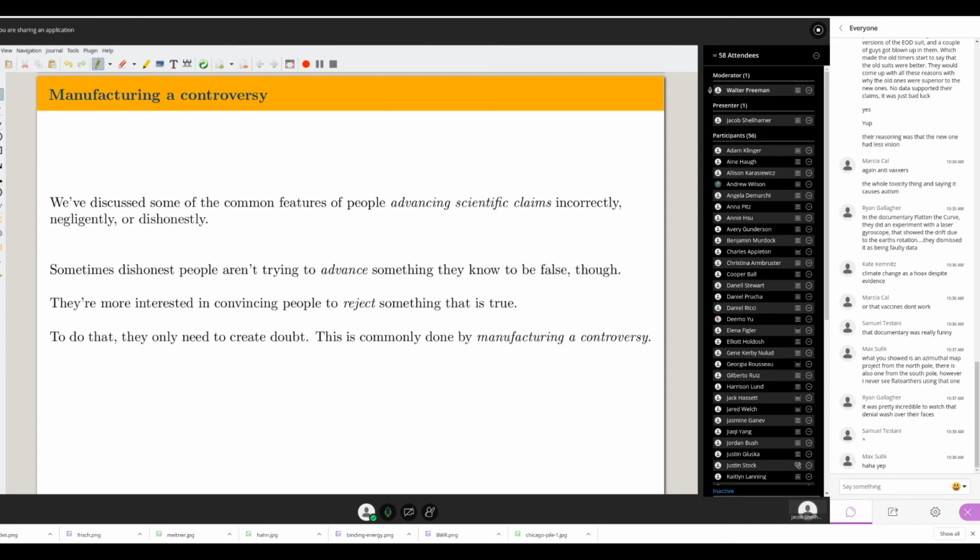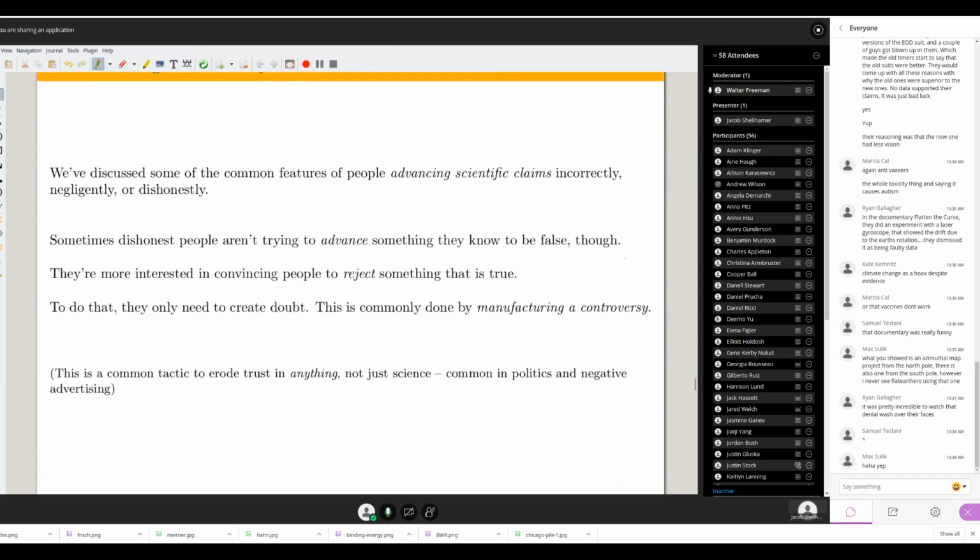If you believe something that's true and your belief in that true thing hurts me, either financially or politically, I don't have to convince you of something else, right? I just have to convince you to have unfounded doubts in the true thing that you believe. And this is commonly done by making up a controversy.